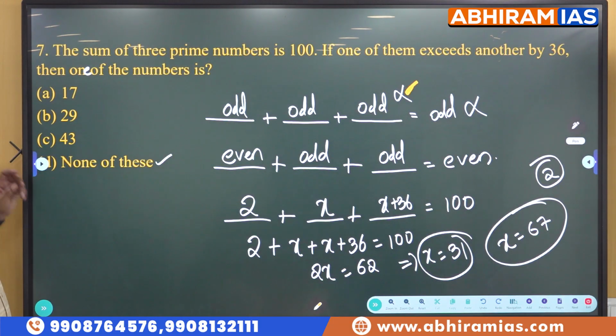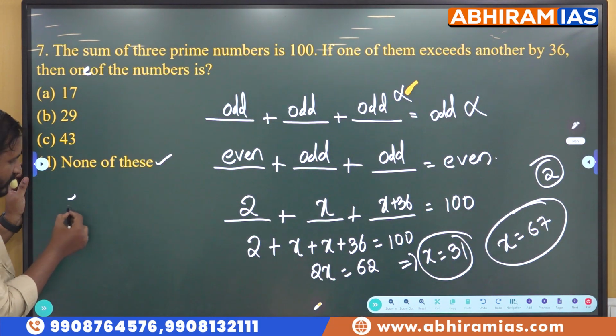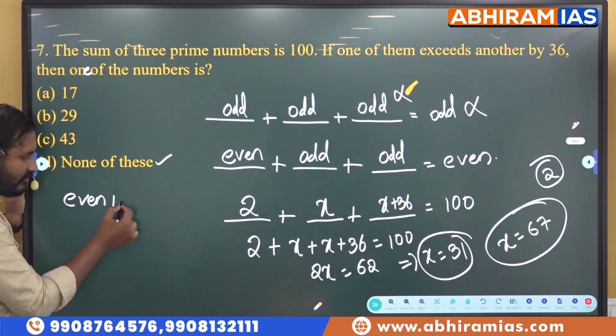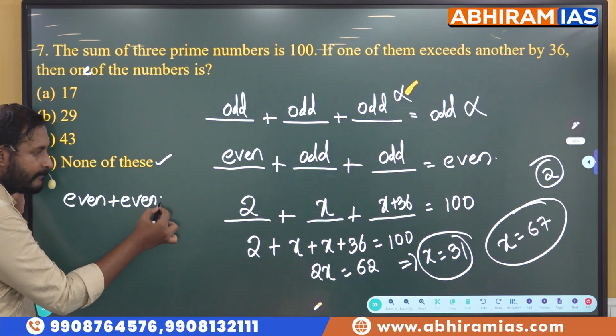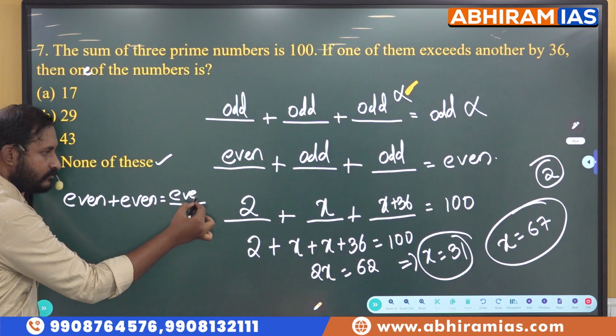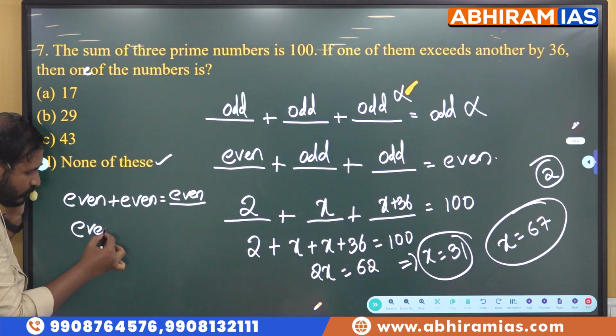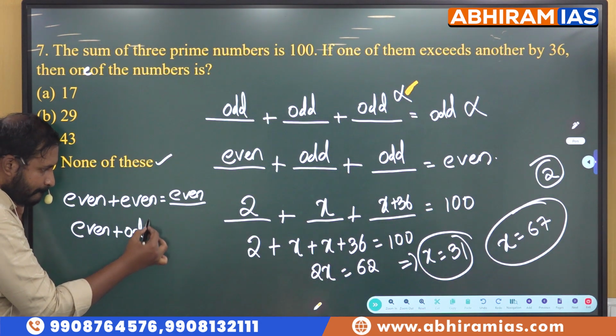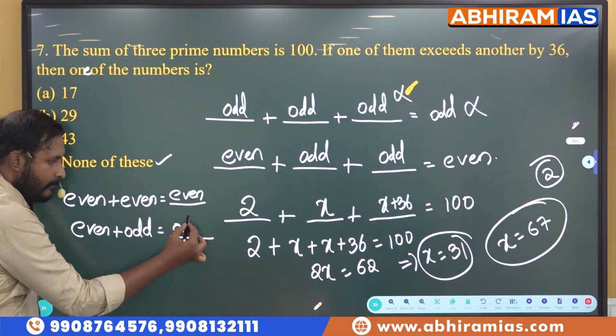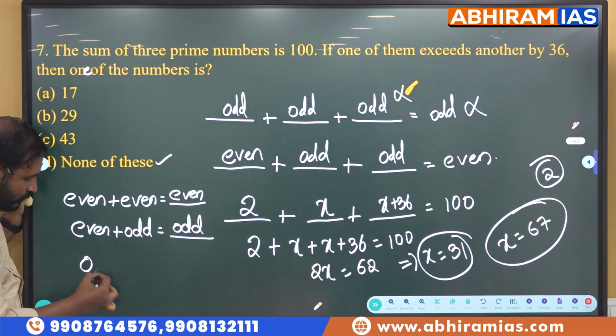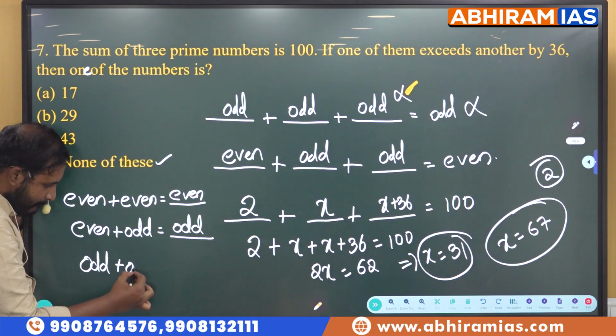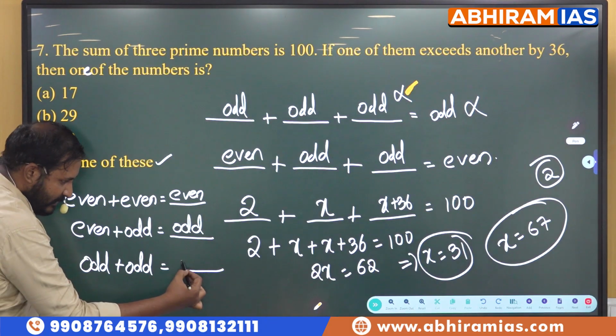So students, this may look like a simple concept, but we all should be good at this one. Even plus even, what is the output? Even. Even plus odd, what is the output? Odd. Odd plus odd, what is the output? Even.